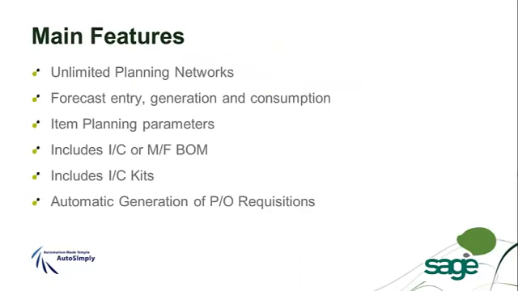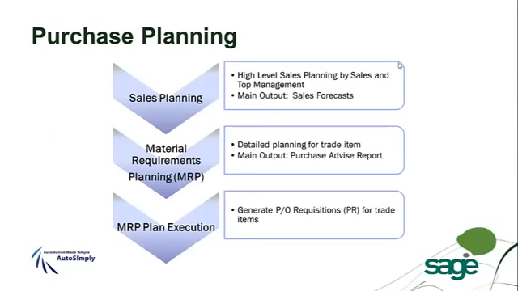Autosimply planning allows us to define unlimited number of planning networks. Planning considers sales forecasts together with sales orders defined in OE. We can also define item planning parameters such as minimum stock, minimum order. We can consider IC or MF BOMs, as well as IC kits. Based on the planning run, we can then generate requests using the PO requisition function.